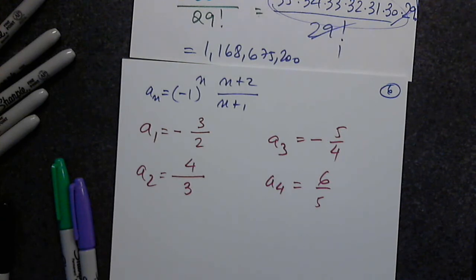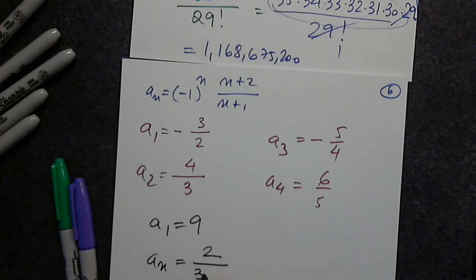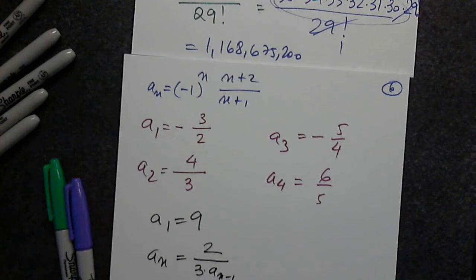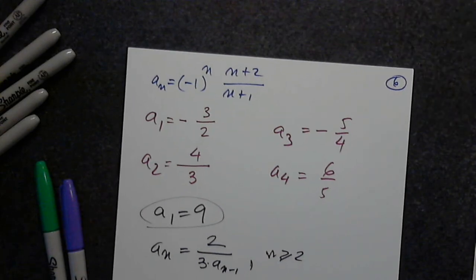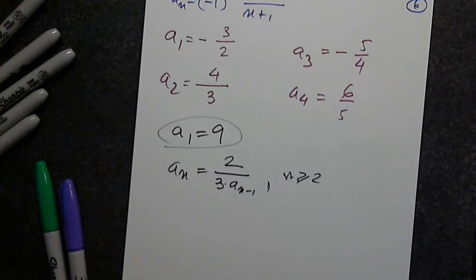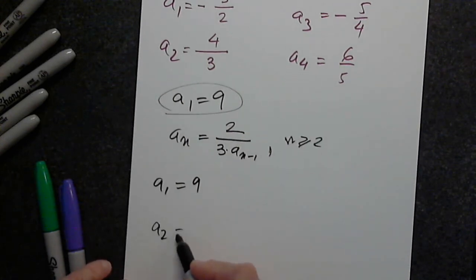Now, let's say we're given a recursive formula. A1 is given to be 9, and A sub n is 2 over 3 times A sub n minus 1. Of course, this formula is for n greater than or equal to 2 because we already have A1, when n is 1. We're asked to determine the same thing. Well, we already have A1, which is 9. We have to determine A2, and then A3, and then A4.